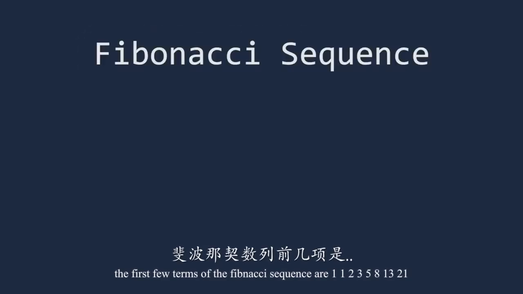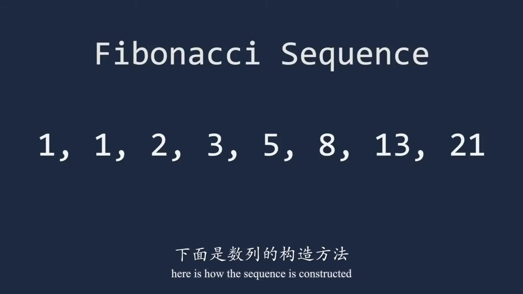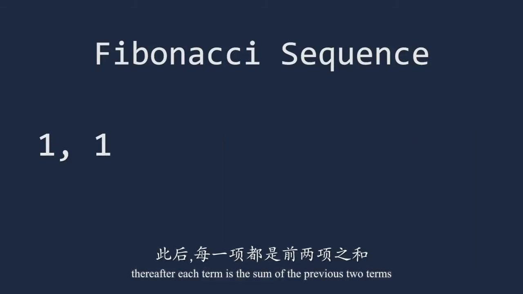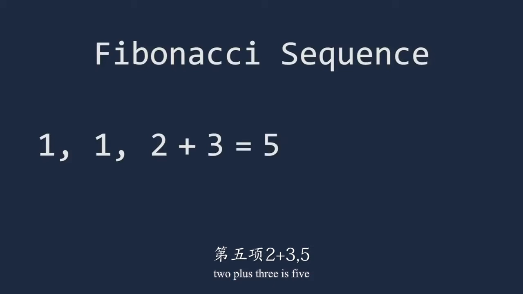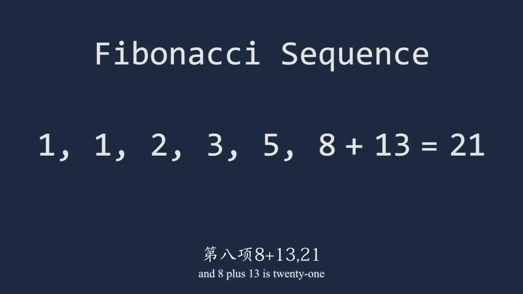The first few terms of the Fibonacci sequence are 1, 1, 2, 3, 5, 8, 13, 21. Here is how this sequence is constructed. The first two terms are ones. Thereafter, each term is the sum of the previous two terms. 1 plus 1 is 2, the third term. 1 plus 2 equals 3, the fourth term. 2 plus 3 is 5. 3 plus 5 is 8. 5 plus 8 is 13. And 8 plus 13 is 21.